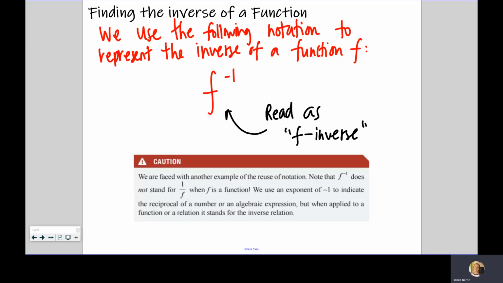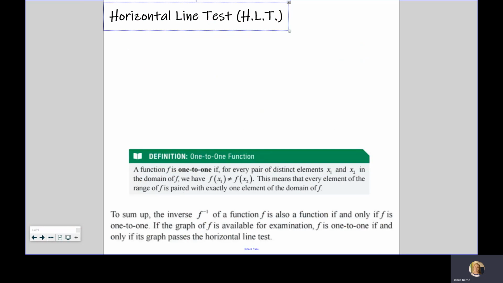We have a really nice test to help us determine if the function has an inverse. It's called the horizontal line test. This may sound familiar because we had the vertical line test earlier in the semester. Remember, the vertical line test tells you if the graph is a function. The horizontal line test tells you, actually, we'll just write out the actual test.